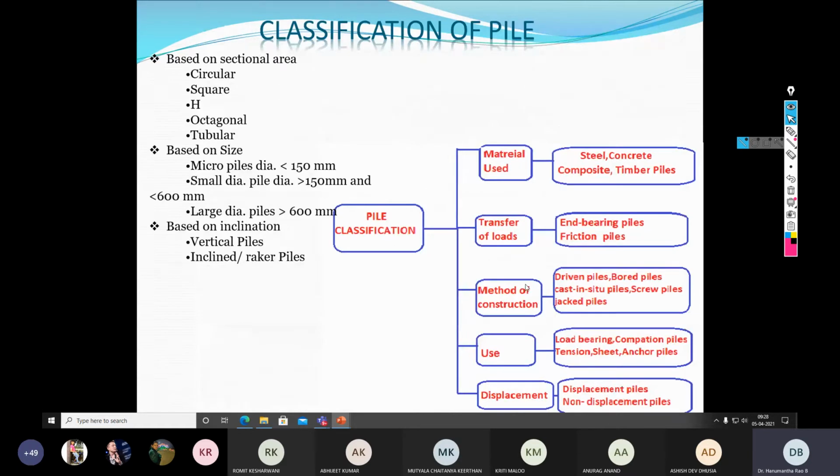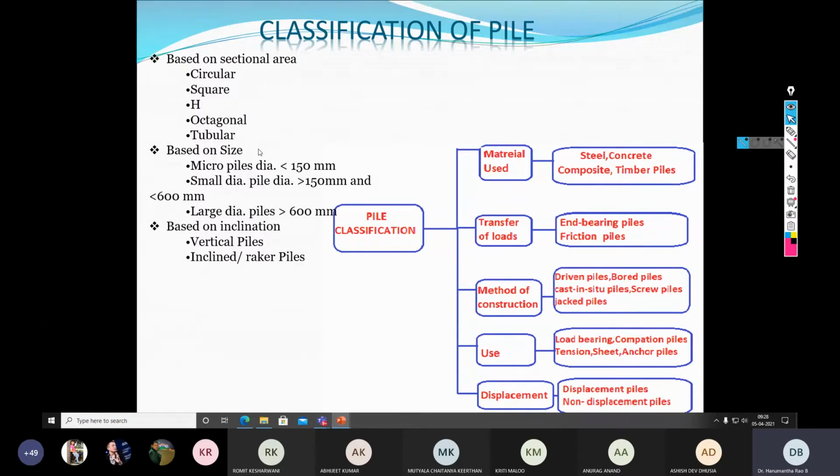So there is another classification of the pile system depending upon the material that you use, or alternatively depending upon the diameter of the pile, or depending upon the inclination of the load. As you can see here, based on the cross-sectional area, a pile can be a circular pile or a square pile or H pile or octagonal pile or tubular pile. Any type of pile you can adopt in the system.